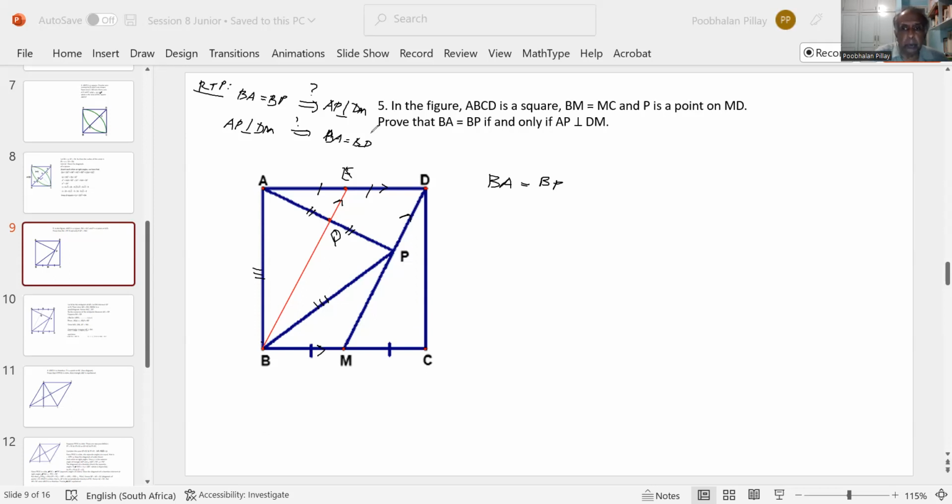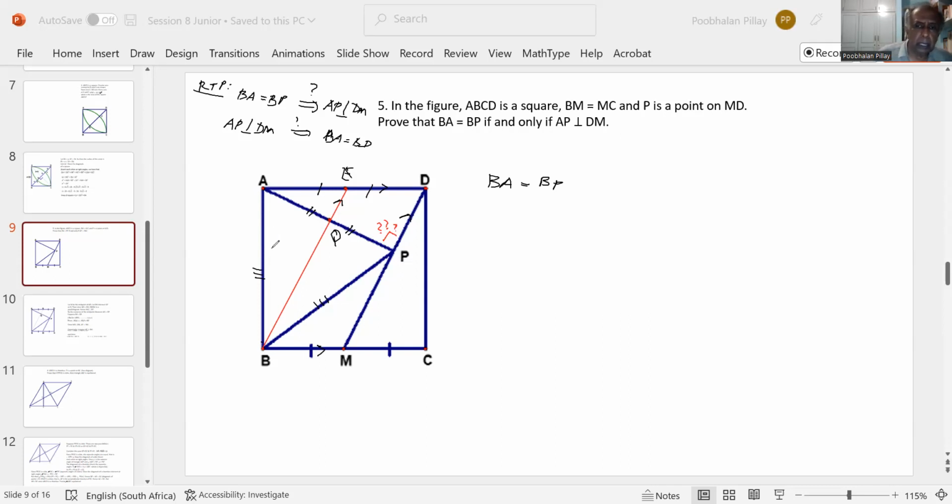And now we are required to prove that this line here, AP, is perpendicular to DM. So we don't know this. Is this 90 degrees? There's a question mark here. We don't know. Okay, I suggest that we can prove it.